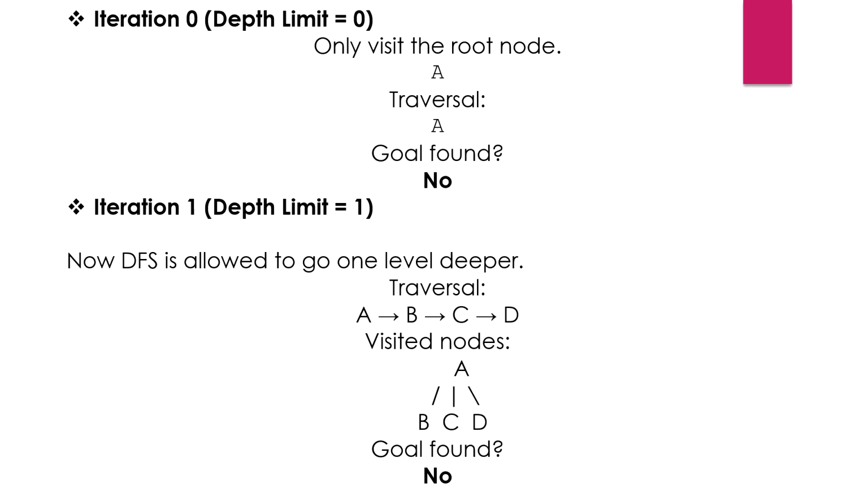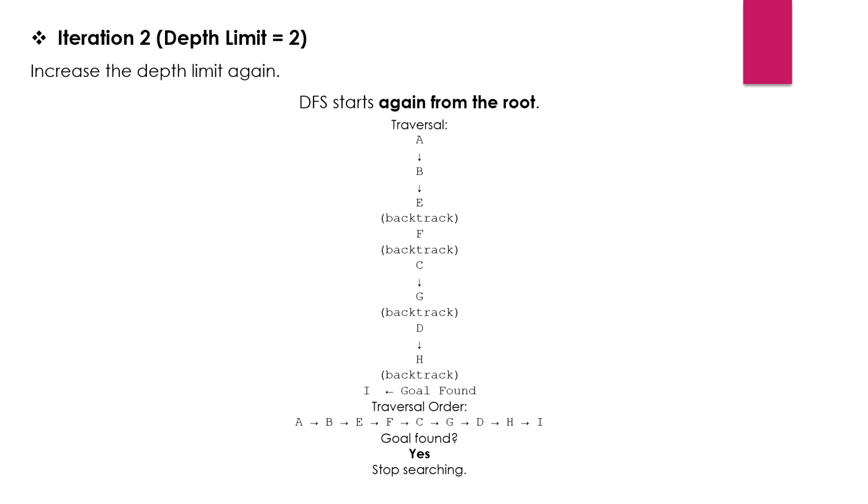Now observe iteration 2. The search starts from A, moves to B, then E. E has no children nodes, so here backtracking occurs. What backtracking means, I will explain later. The algorithm returns to B.